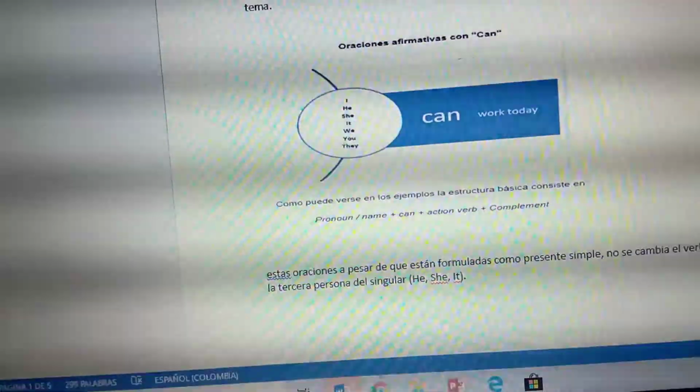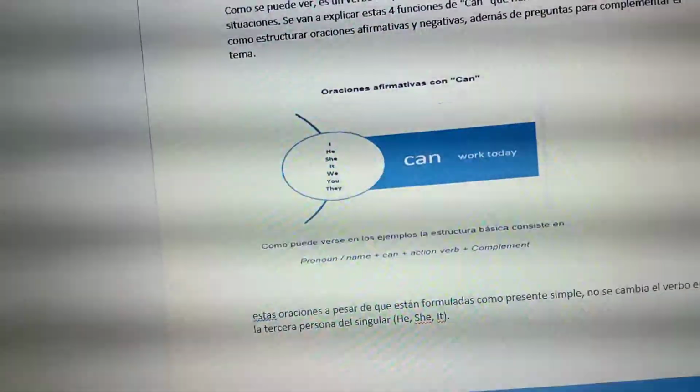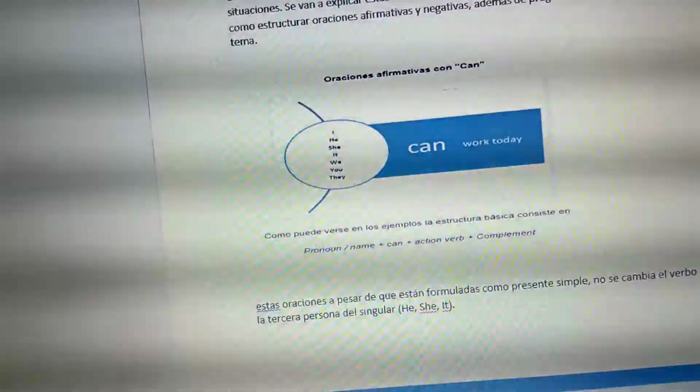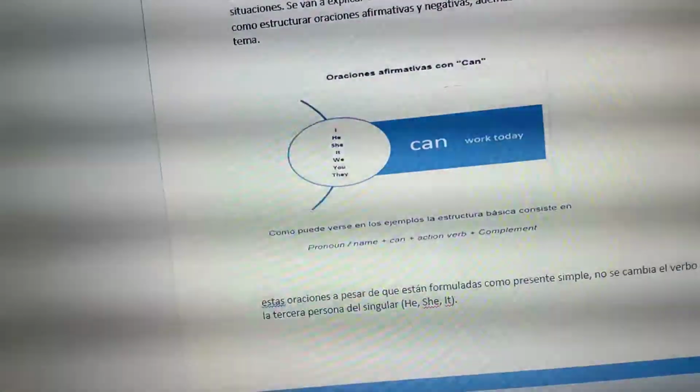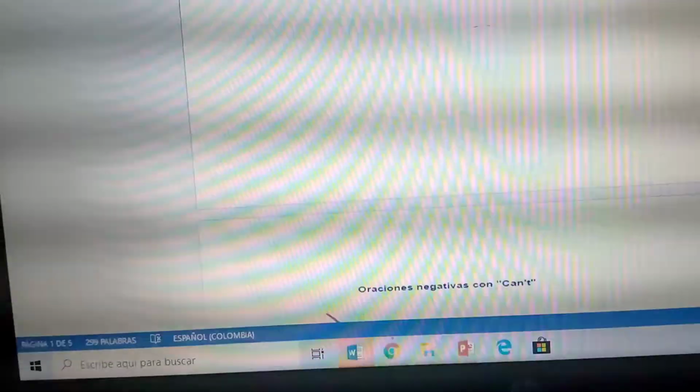As can be seen in the examples, the basic structure consists of pronoun or name, plus can, plus action verb, plus complement. These sentences are formulated as in the simple present. The verb does not change, even in the third person singular: he, she, it.